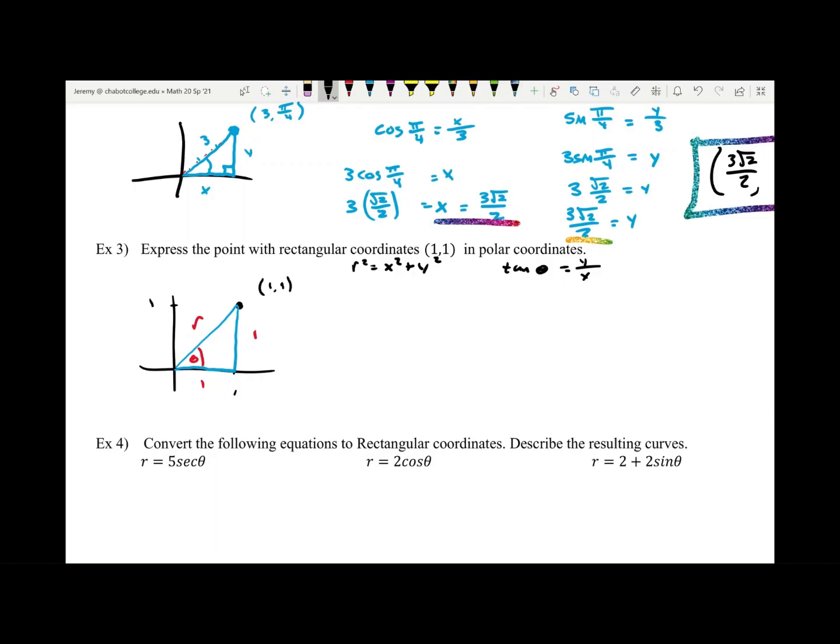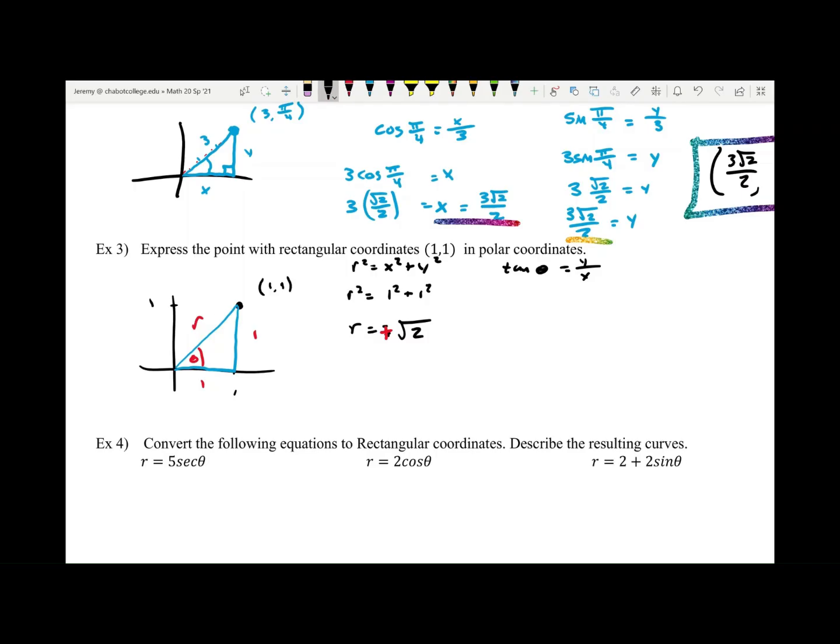So I can see that the Pythagorean theorem relates x, y, and r. So r squared is going to be equal to 1 squared plus 1 squared. So I'm going to get that r is equal to, technically, plus or minus root 2. But I'm going to pick my theta value to be in the first quadrant here, so I'm just going to take the positive radius value. So really, positive root 2 is what I want.